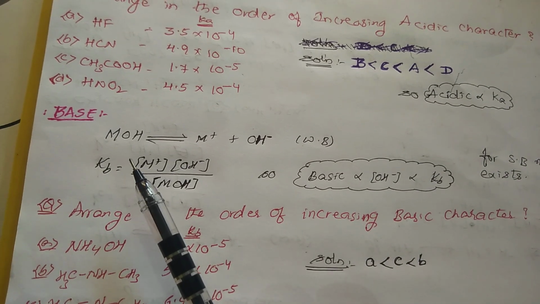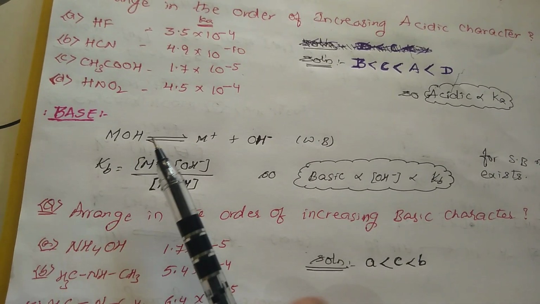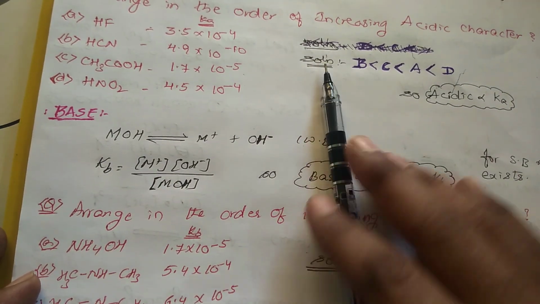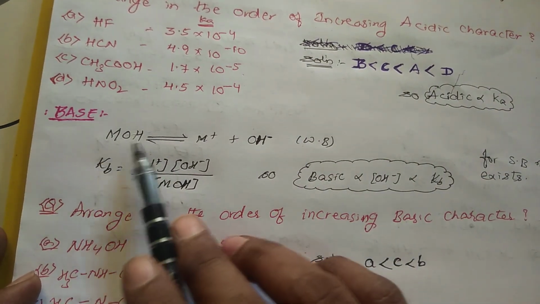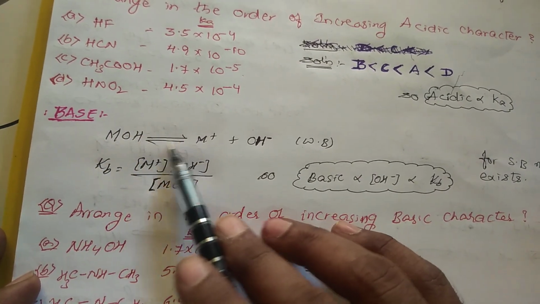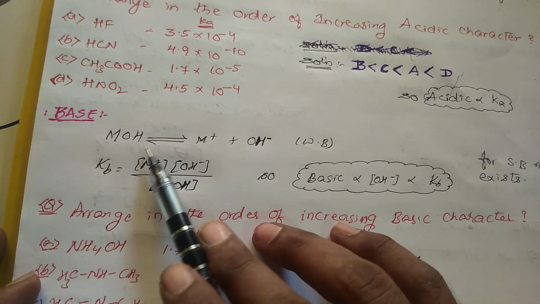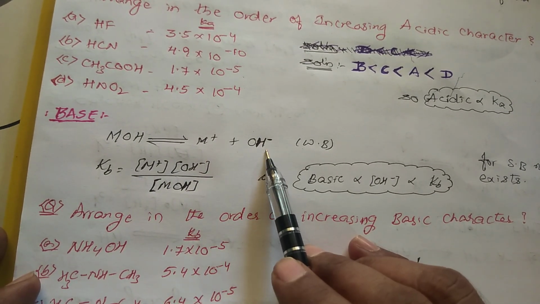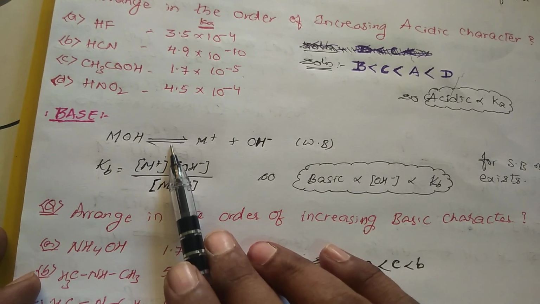So I have said initially we are going to deal with three things: one is acids, another is bases, another is water, right? If you go for base, this is the general notation MOH. It is getting dissociated and it is in equilibrium. So it gets dissociated as M plus and OH minus. It may be any cation. You are getting OH minus.